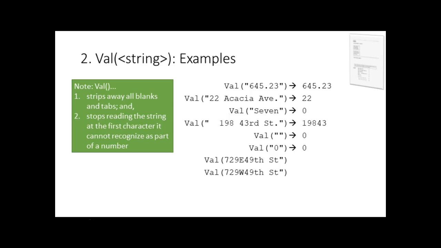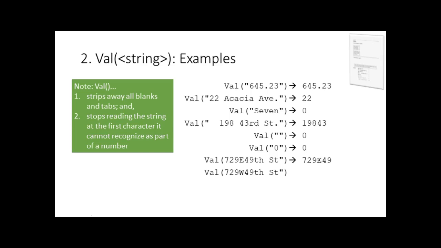The val of 729 East 49th Street. What do we think that's going to be? 72,949. Well, the E counts as to the power of 10. It is going to be the E notation. So Val can recognize this as 729 East 49th Street.